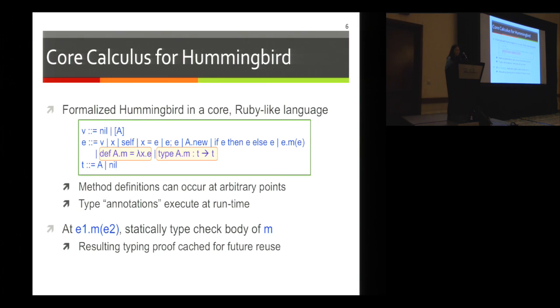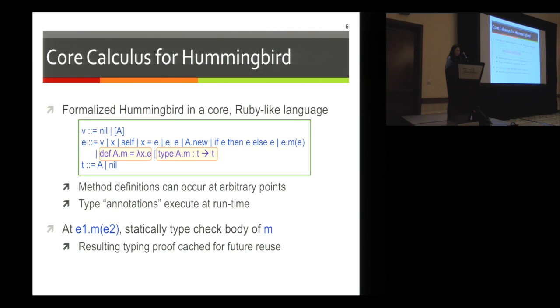Now that you have that, let me show you the core calculus to capture just-in-time type checking. Then I'll tell you more about the implementation. It's Hummingbird in a core Ruby-like language, and our language is mostly standard.